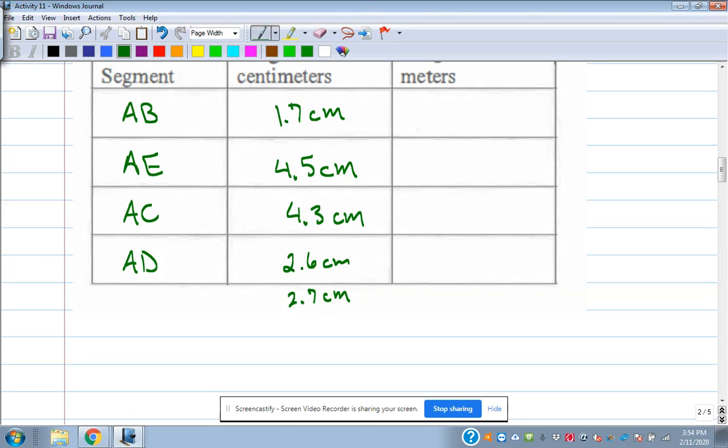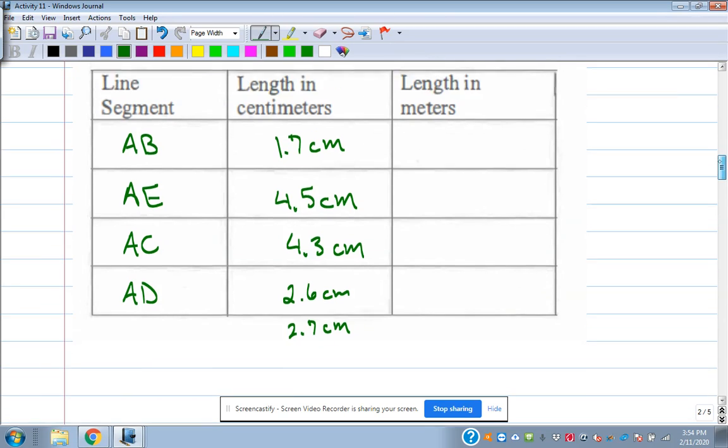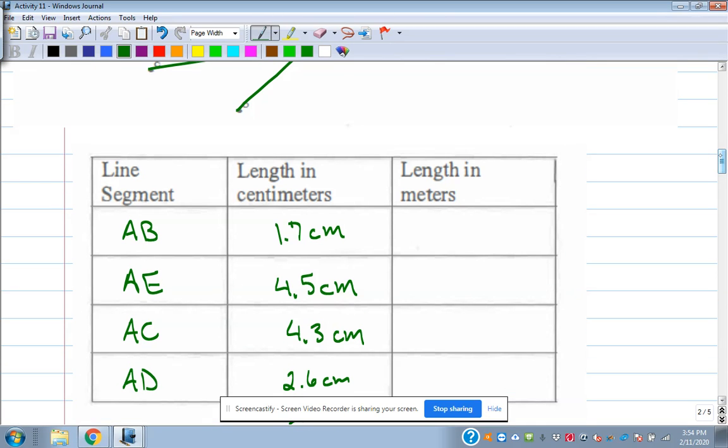And then the length in meters. All right. So how many centimeters are in a meter? You guys know that? 1 meter equals 100 centimeters. Okay. So 1 meter is 100 of those little dudes there. So it's a long way there.